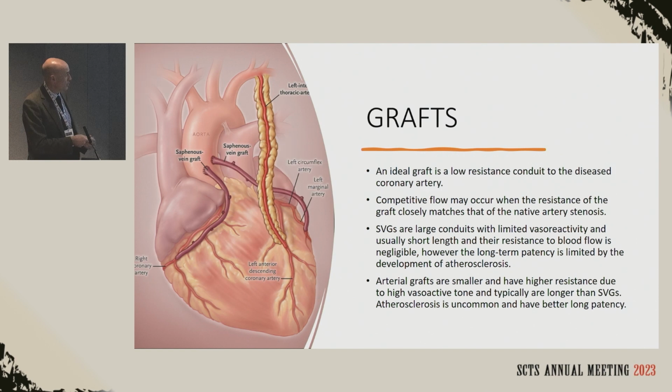Vein grafts are large conduits, and they have very limited vasoreactivity. They tend to be shorter, and there's low resistance to blood flow. Vein grafts tend to go because of aggressive atherosclerosis. Arterial grafts, however, are smaller, and they do have this higher vasoactive tone. They are then unlikely to get atherosclerosis.